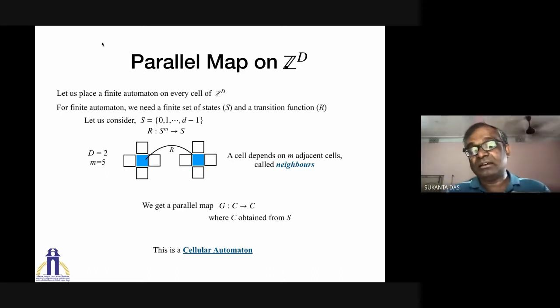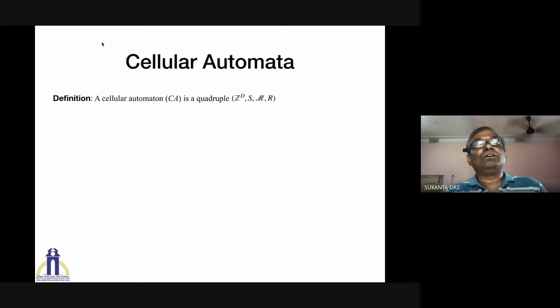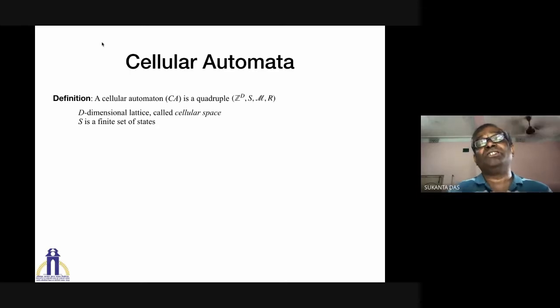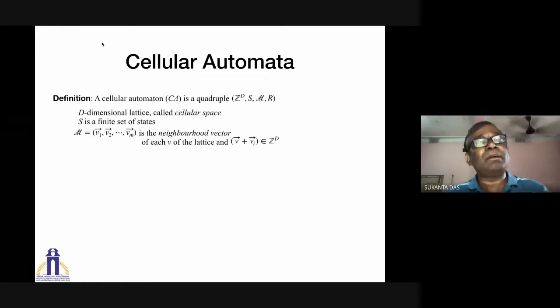So let us now define this more formally. A cellular automaton is a quadruple. It has 4 components. The first one is the lattice, Z to the power d. In our case, it is always Z to the power d. Then a finite set of states, S, then M, then R. As I have said, this is a d-dimensional lattice, and we shall call it cellular space. Same meaning: sometimes we will call it lattice, sometimes cellular space. And S is a finite set of states, and this is my M. I have written more formally what I said just now. So M is v1, v2, vm.